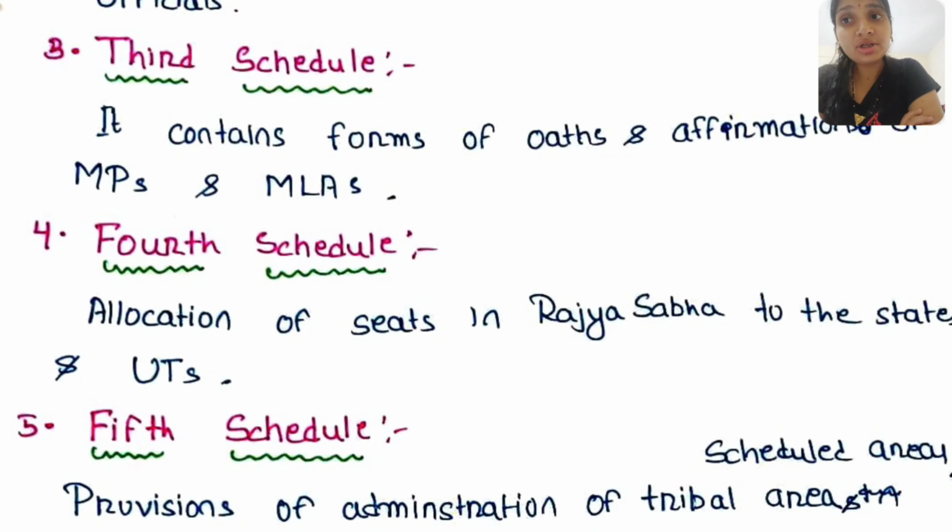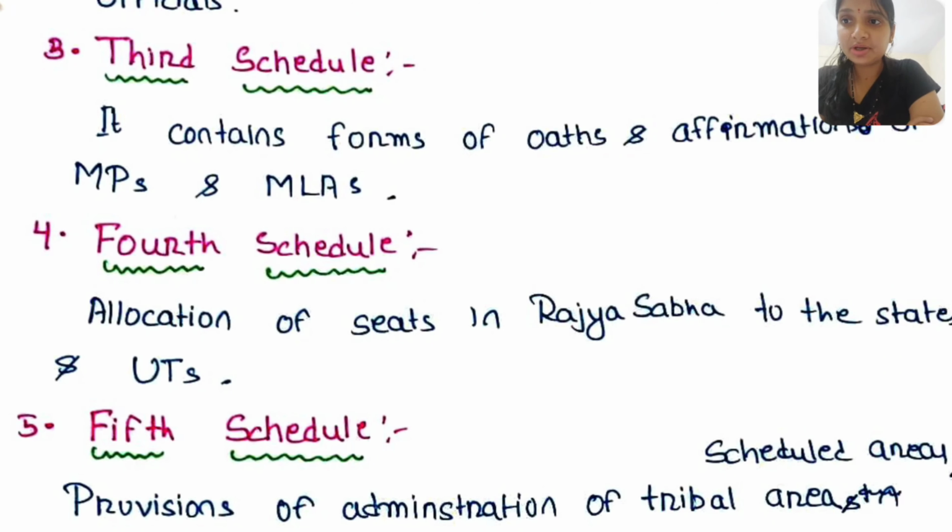Then comes the fourth schedule. It contains the allocation of seats in Rajya Sabha to the states and union territories. We know Rajya Sabha has 250 members, out of which 12 members are nominated by the president, and the other 238 seats are allocated to the states and the union territories. And this is listed in the fourth schedule of the Constitution.